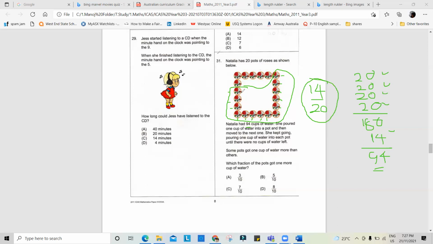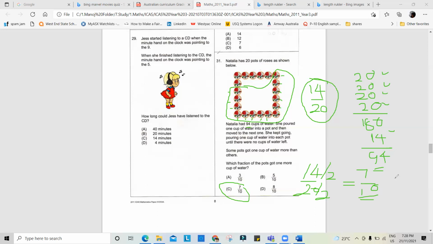This 14 will get more cups, right? And this is the answer, but we call simplify. That's mean divide by 2. 14 divided by 2, 7. 20 divided by 2, 10. Answer is 7/10.